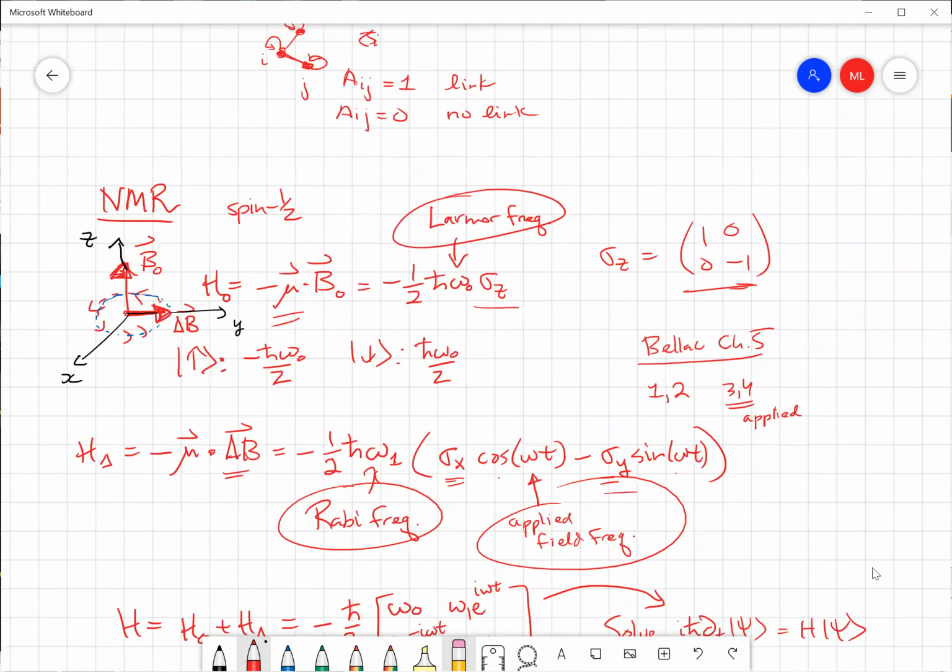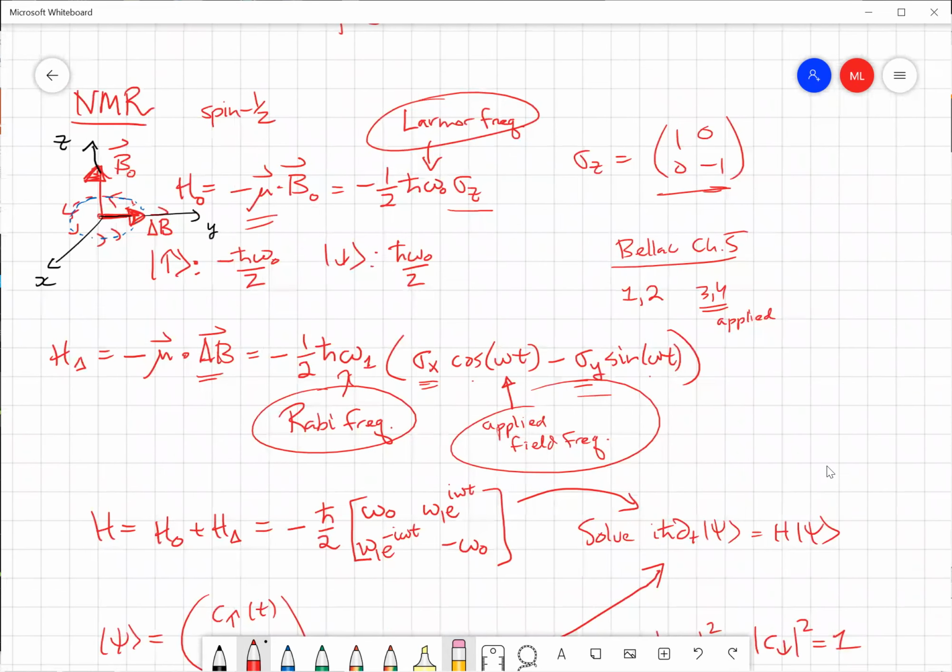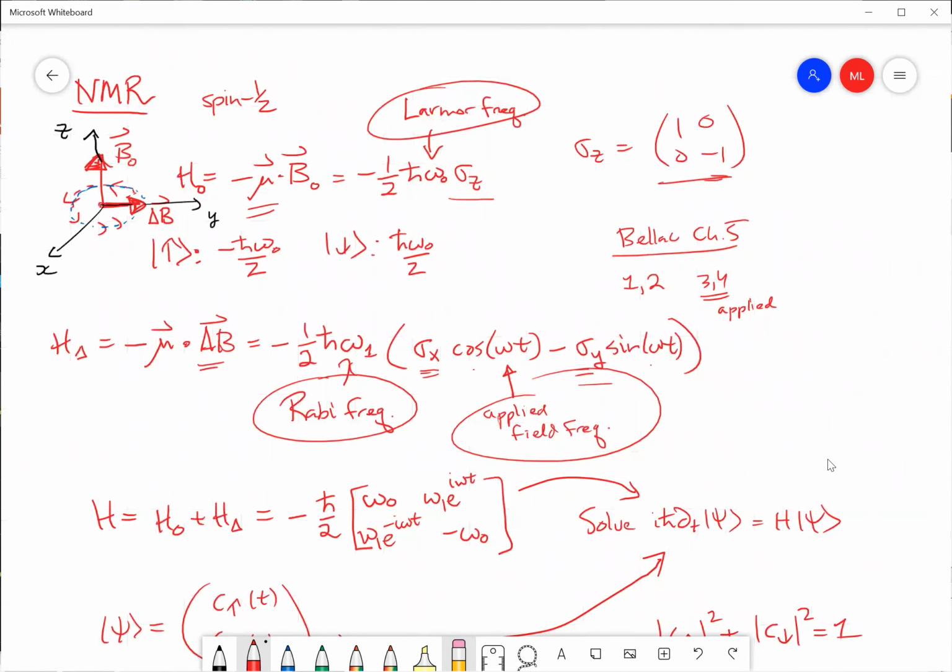Here, I left this stuff over from last time just to review. So again, what are we doing with NMR? We're looking at a spin 1/2 particle, and it's pointing in some direction, and we're having a static field applied in the z direction.